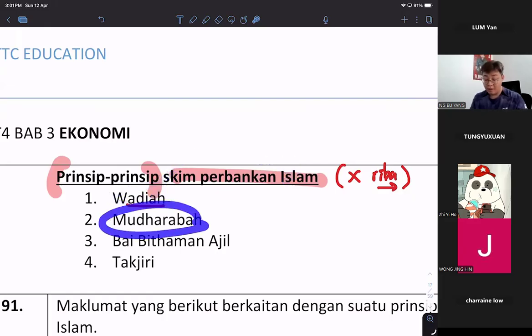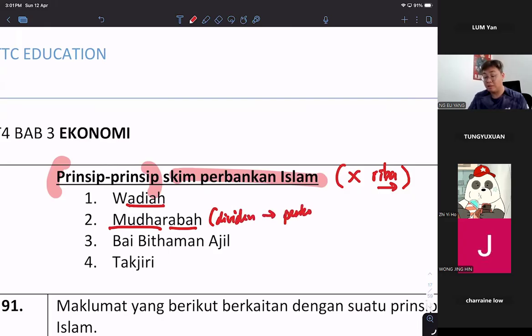So what's mudharaba? So when you look at this, this is the mudharaba. Okay, it's just guys, bracket mudah. So it sounds like mudah, easily, right? So easily try to get the money. So that's why no riba, which means we have riba not as dividend. What's the meaning of dividend? Perkongsian keuntungan. So perkongsian keuntungan.